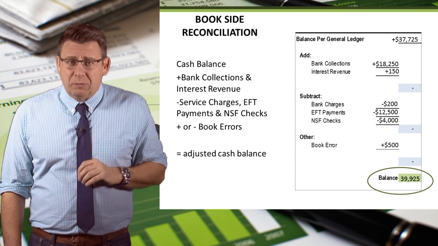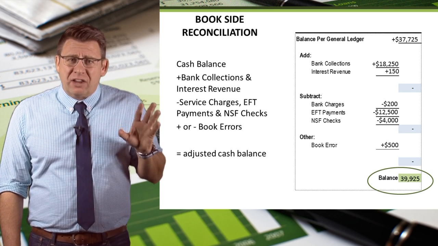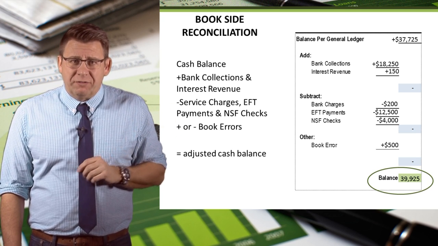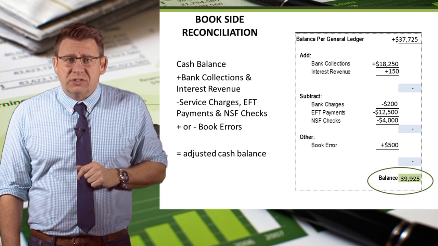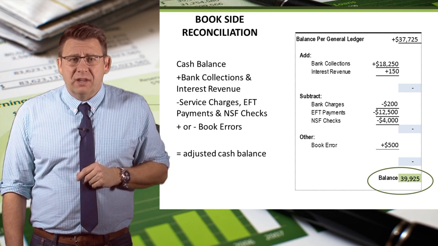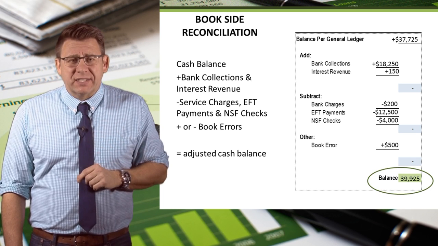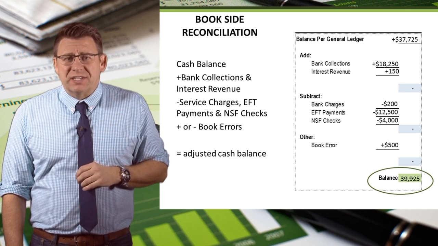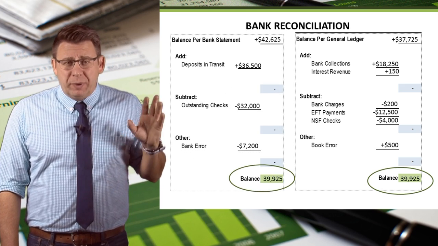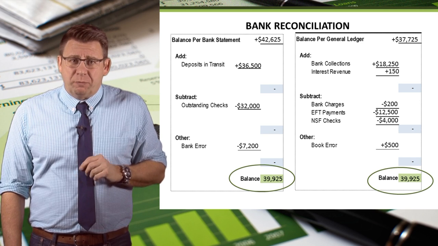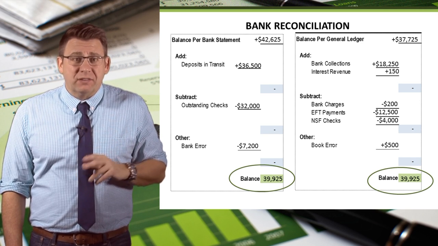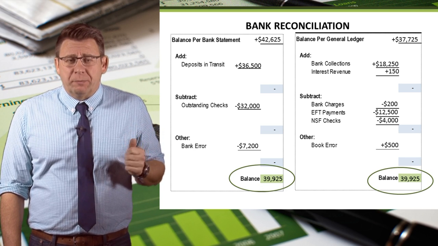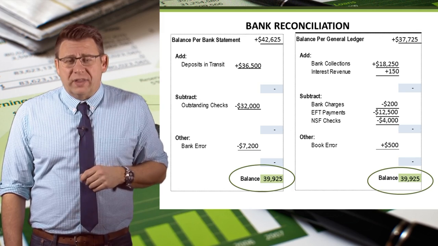To recap how we reconcile the book side, we take our cash balance plus bank collections, plus interest revenue, minus service charges, minus EFT payments, minus NSF checks, and plus or minus any book errors to arrive at the adjusted cash balance. When we compare the book side adjusted cash balance to the bank side adjusted cash balance, they should be the same. To learn how we arrived at the adjusted cash balance for the bank side, I would encourage you to watch that video example.